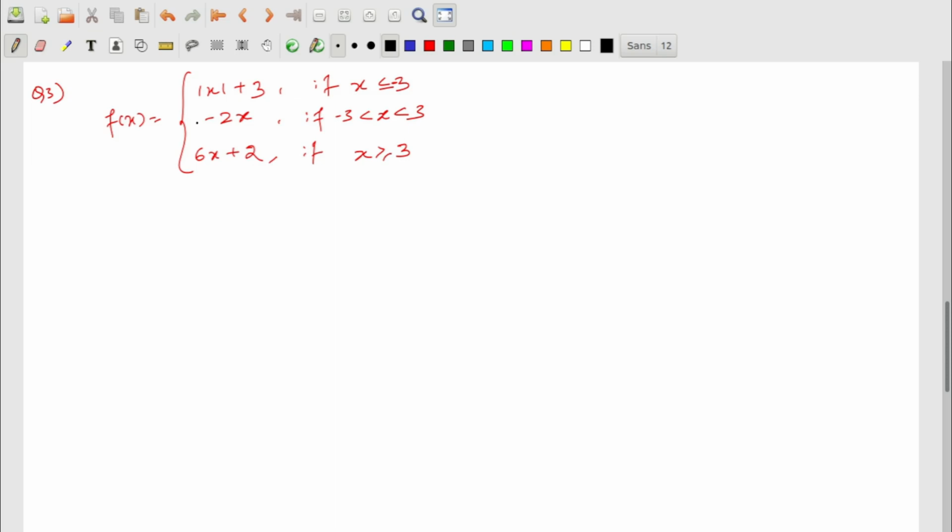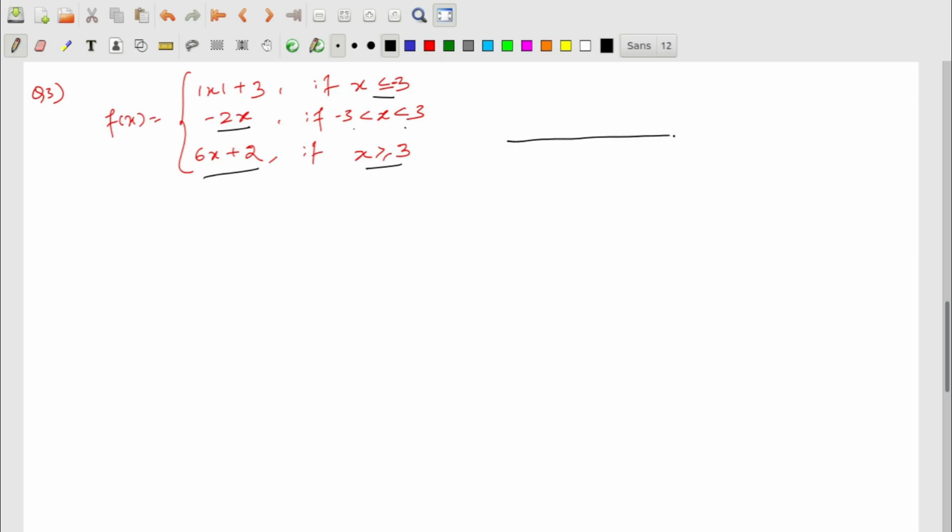f of x is mod of x plus 3 if x is less than or equal to minus 3, it is minus 2x if x is between minus 3 and 3, and it is 6x plus 2 if x is greater than 3. Now we need to check for the continuity of the function, or we need to find the points where the function is discontinuous. So again, let me start with the regions.